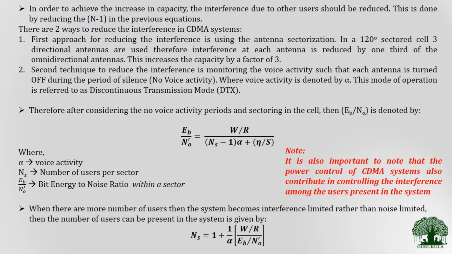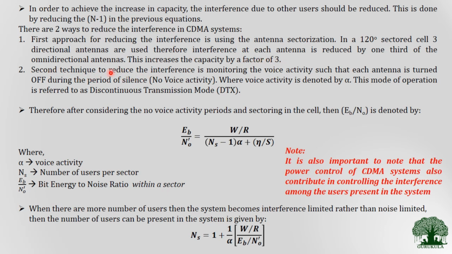In order to achieve an increase in capacity, the interference due to other users should be reduced. So how do I reduce that? There are actually two ways to reduce the interference in a CDMA system. The first approach is using antenna sectorization. Based on cellular principles, there is a concept called cell sectorization, where you can go for 120 degree sectorization or 60 degree sectorization. As far as CDMA is concerned, we can go for a 120 degree sectored cell, so that we use 3 directional antennas, and the interference is reduced to 1/3 of that with an omnidirectional antenna. So this increases the capacity by a factor of 3. Instead of using one omnidirectional antenna, you can use 3 directional antennas by the concept of cell sectorization, so that the interference seen by every antenna is reduced to 1/3.